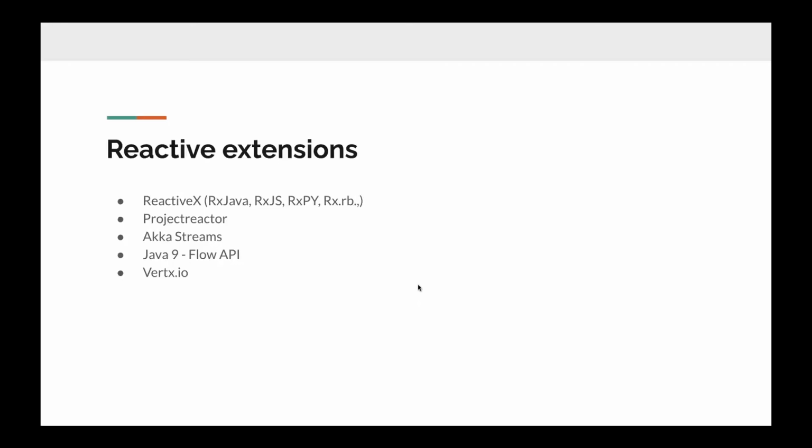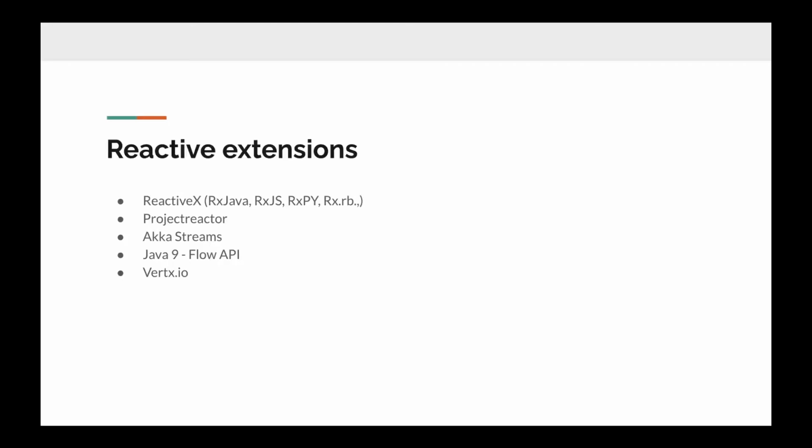Reactive extensions. I think I have 15 more minutes. I'll just quickly go through it. Reactive extensions is what ReactiveX is. We have RxJava, RxJS, Rx.NET, and Ruby also. And there are a lot of other frameworks and languages also supported by this reactive extension. Project Reactor is another one where Spring is implementing. It's called Flux, right? And the Akka Streams is a classic one. You can really use that one.